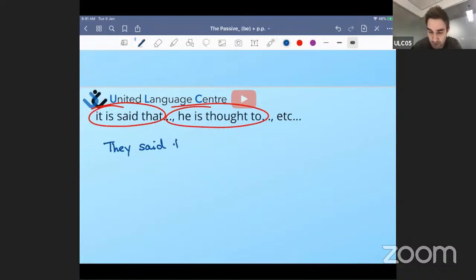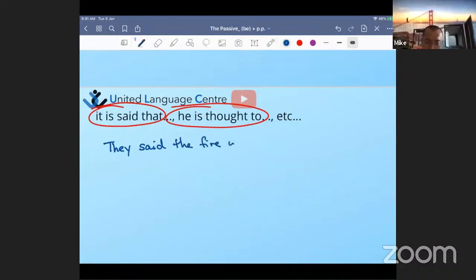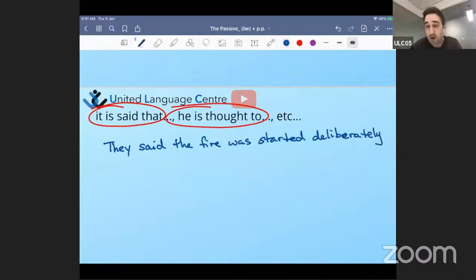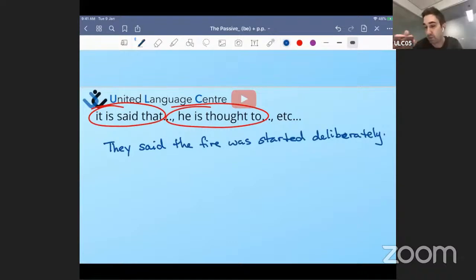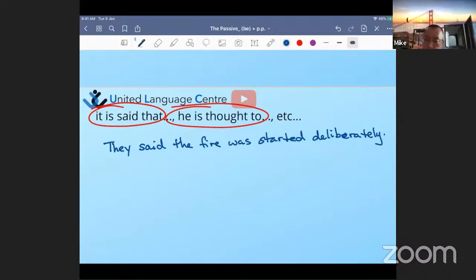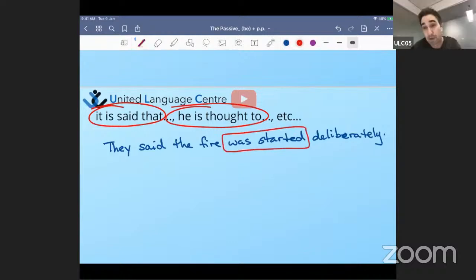They said the fire was started deliberately, which means not an accident, right? They did it on purpose. They said the fire was started deliberately. This is okay. This is still a passive sentence, right? We don't know who started the fire. So that's why it's still a passive sentence.